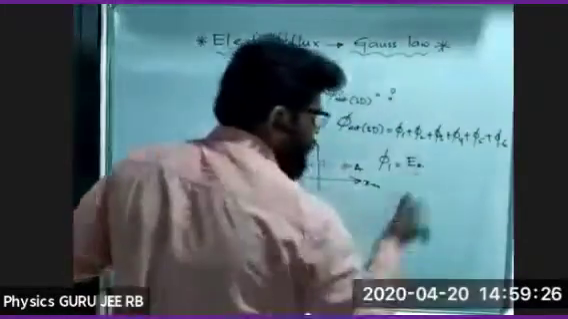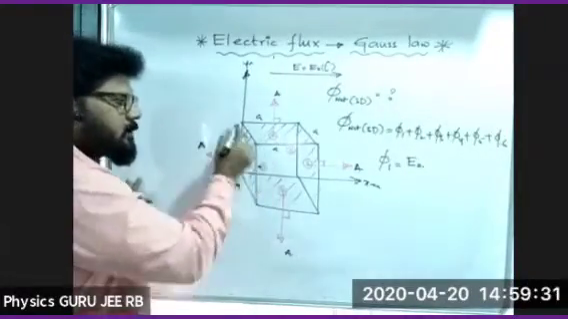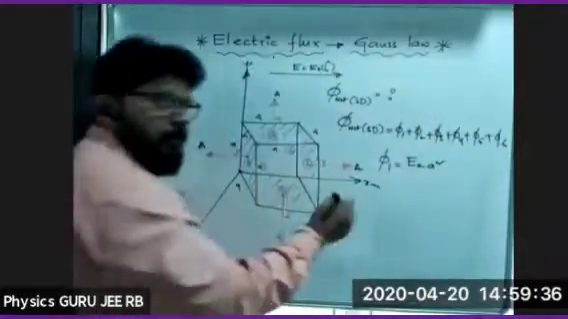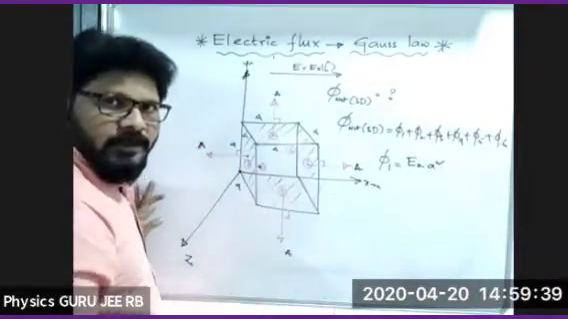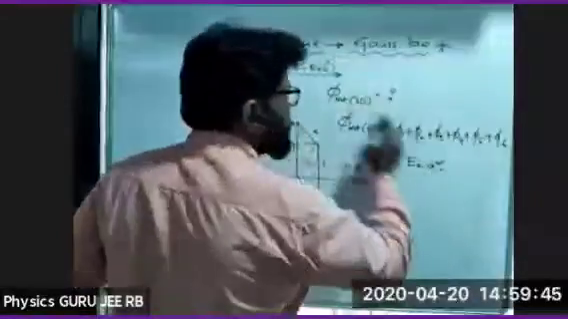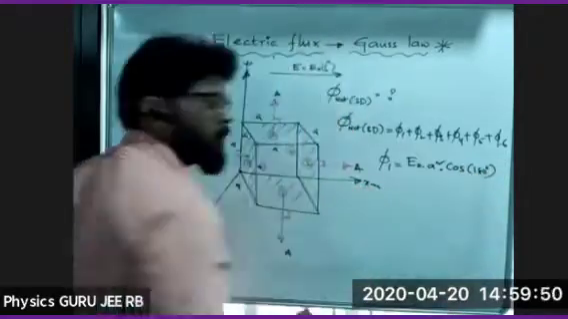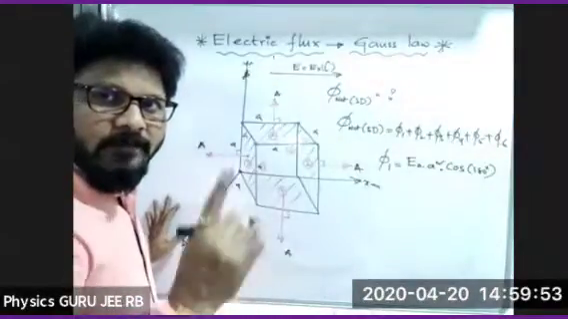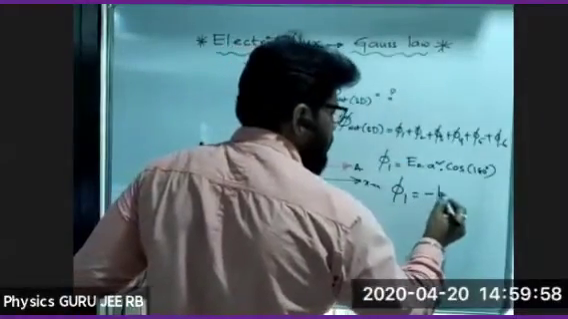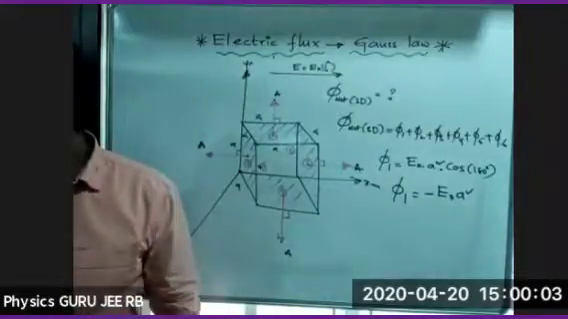So E naught into the area of this side. This is A, and this is A. Area of this side is nothing but A square. So E naught into A square. Okay. After that, what can I do? Tell me. Into cos of 180. Cos of 180 degrees. How much is cos 180? Minus 1. So phi 1 is equal to minus E naught into A square. Understood?